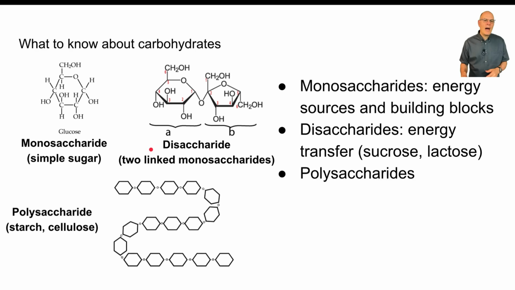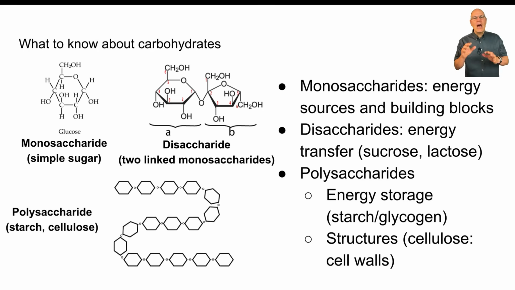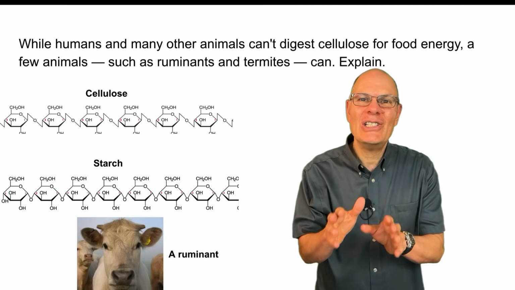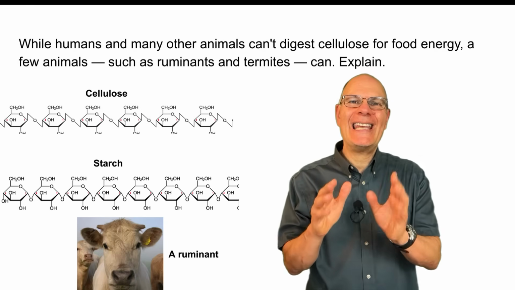Well, it really doesn't make sense unless you know that lactose is a disaccharide composed of 2 linked monosaccharides. And then you have polysaccharides, molecules that are used for energy storage, like starch, which is in plants, glycogen, which is in you and other animals, and then polysaccharides that play important structural roles, like cellulose, which makes up the cell walls of plants. While humans and other animals can't digest cellulose for food energy, a few animals, such as ruminants and termites, can.